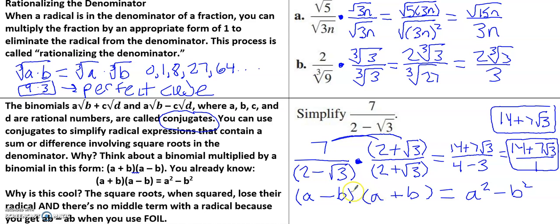And the reason that a conjugate is important in this case is because of this special product pattern, which allows us to get rid of this square root. So the conjugate is just a fancy name for, hey, whenever you hear conjugate, it means that we're looking to use this special product pattern to get rid of a square root when there is more than one term in the denominator.